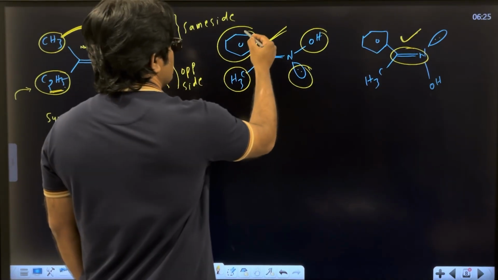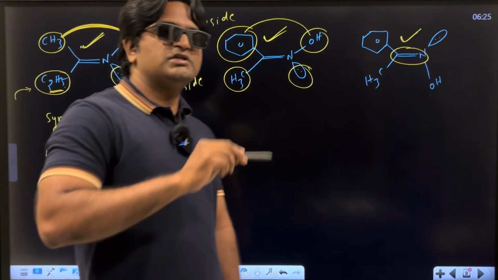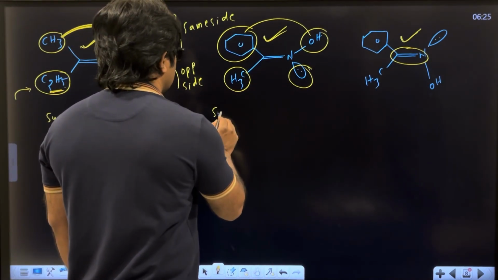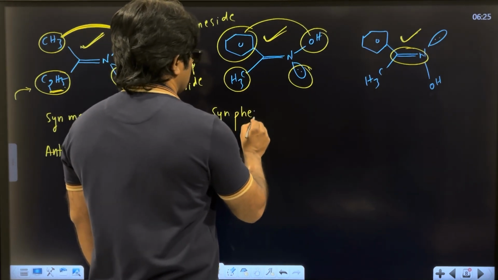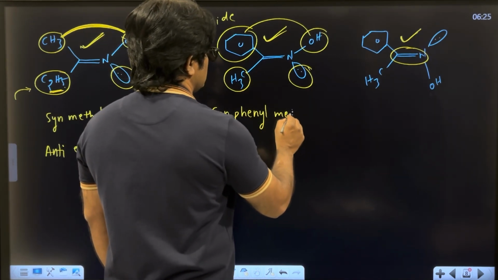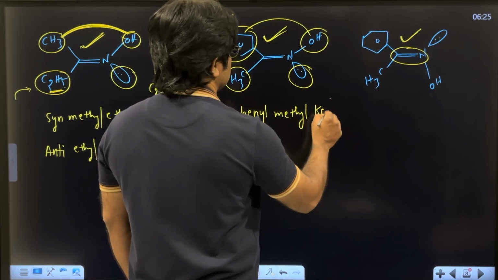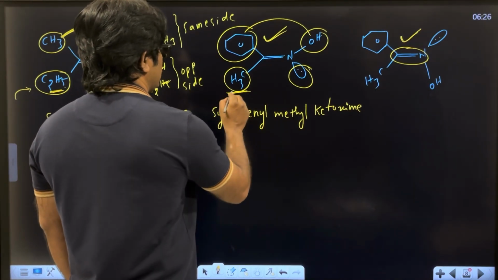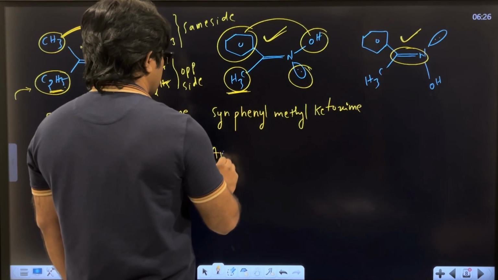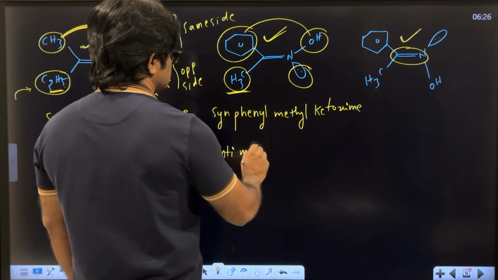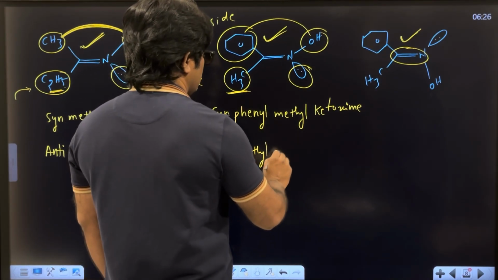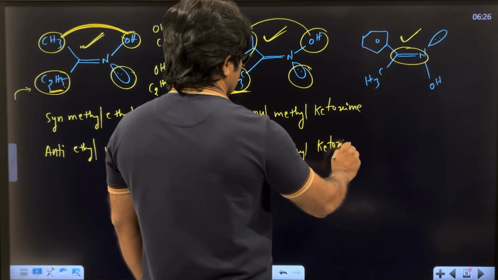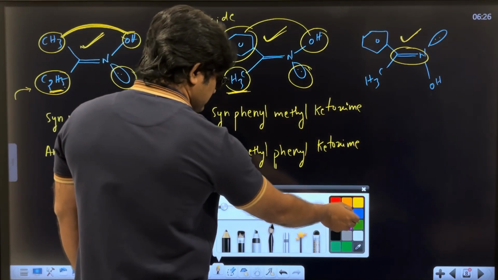Next one, here if you want to write by using phenyl group, phenyl group is either syn or anti to OH. Same side or opposite side? Same side. Now you write like this, syn phenyl, next methyl ketoxime. That's it. If you want to start with methyl, that is same side or opposite side? Opposite side. You write like this, anti methyl phenyl ketoxime. Okay.